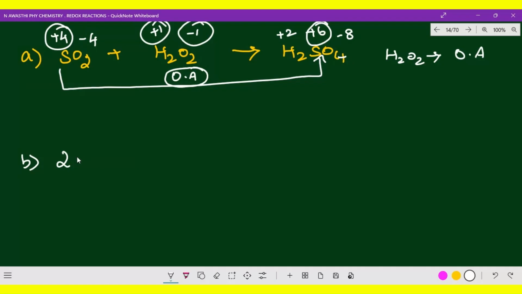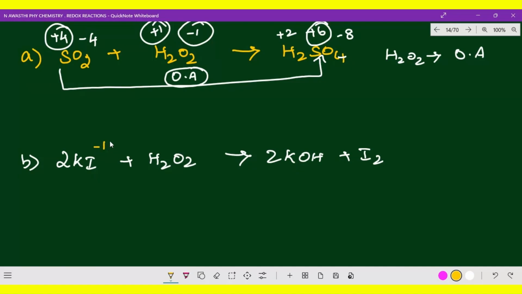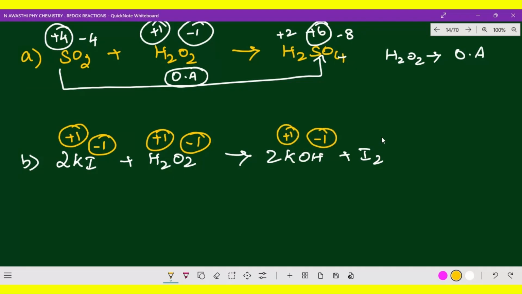Now option B, the second equation: 2KI plus H2O2 gives 2KOH plus I2. I2 is an elemental form, so easily we can identify. The same way, iodide, a halogen, is -1, so potassium is +1. In H2O2, oxygen is -1 and hydrogen is +1. In OH minus, oxygen is -1 and hydrogen is +1. And the elemental form is 0.